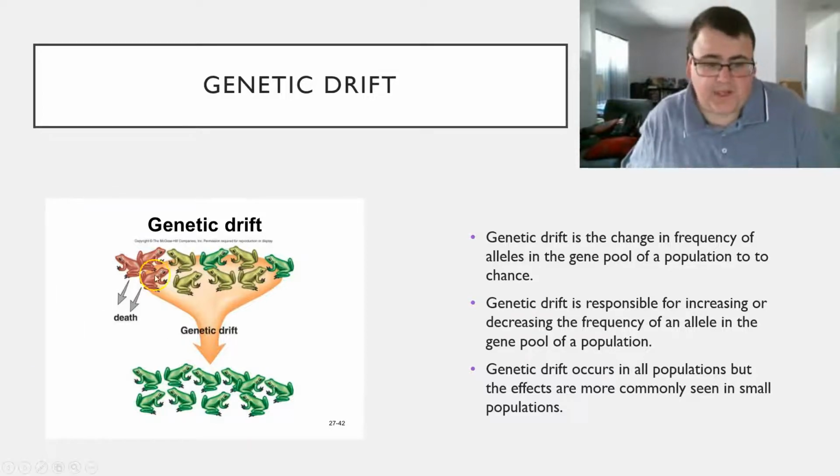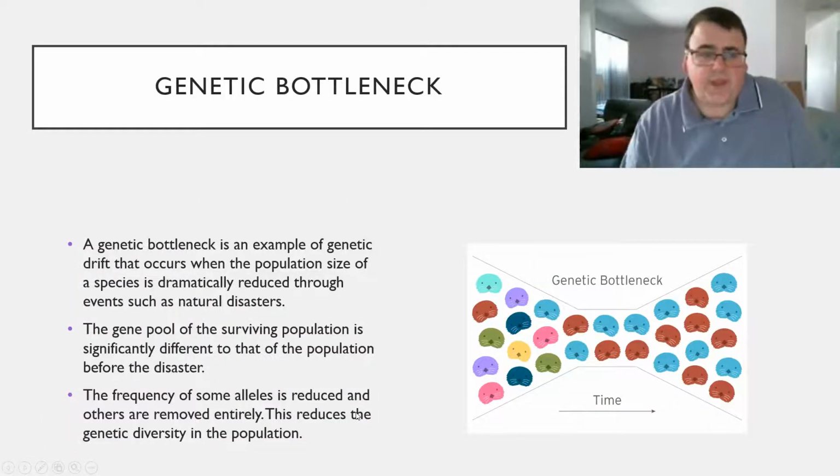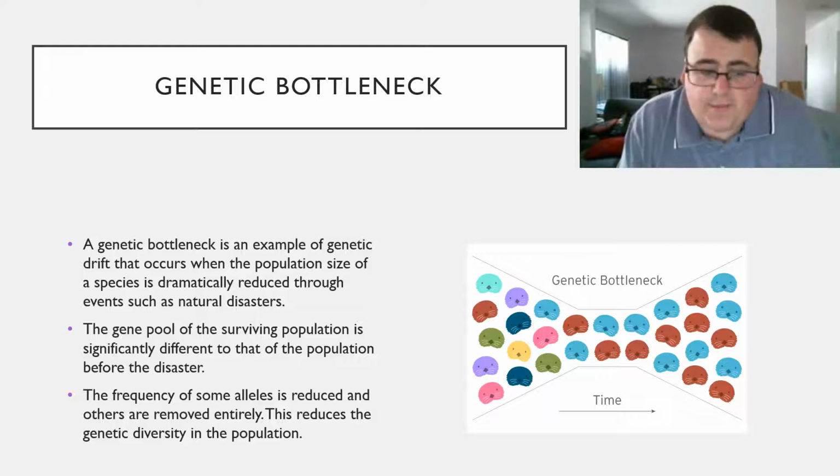So for example, over here we've got the different coloured frogs. We've got green, yellow, red. Genetic drift has reduced the effect of the yellow and the red, and only green frogs remain. We also have a process called genetic bottleneck. So that's when genetic drift occurs within a population and the size of that species is dramatically reduced.